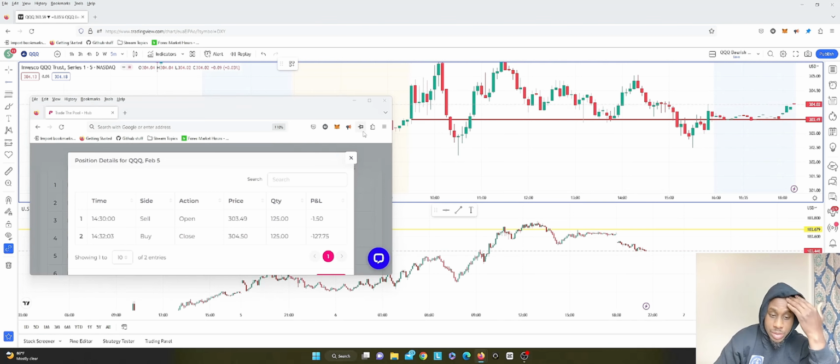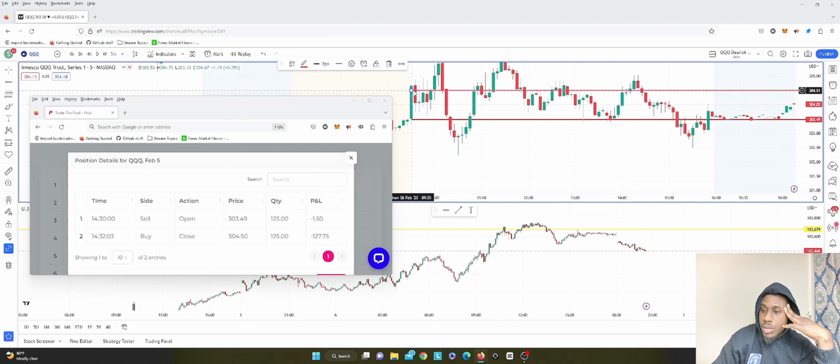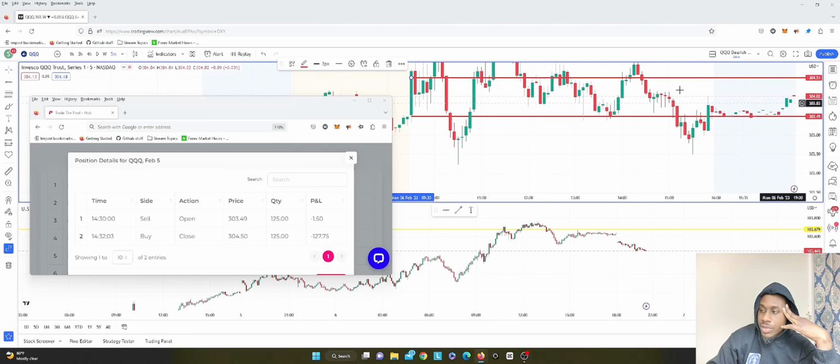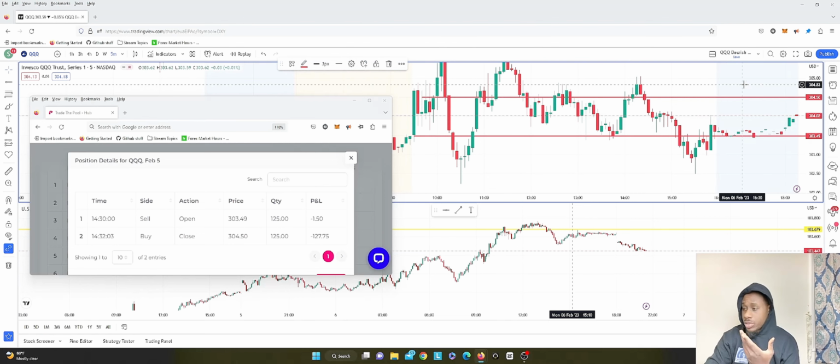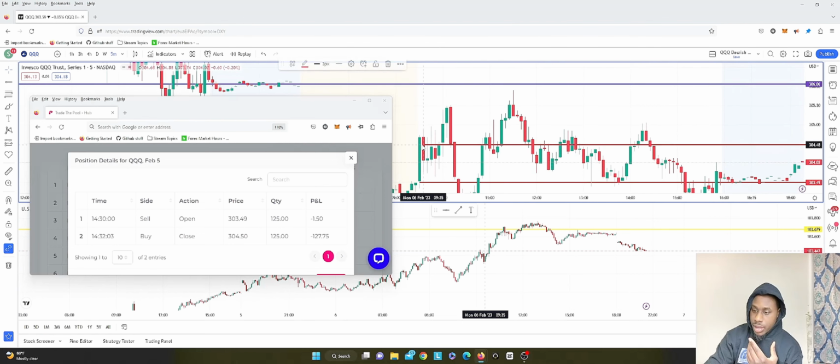But that's how it goes sometimes, right? So I got hit out at 304.50. It's right here. So 304.50. So this is the first trade. 304.50. This is where I got hit out on the first trade, and it was on the same 9:30 candle.